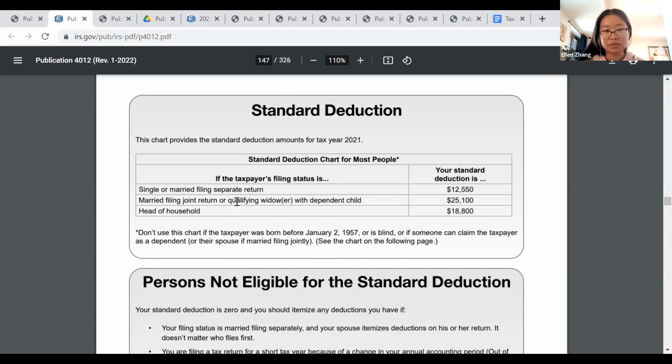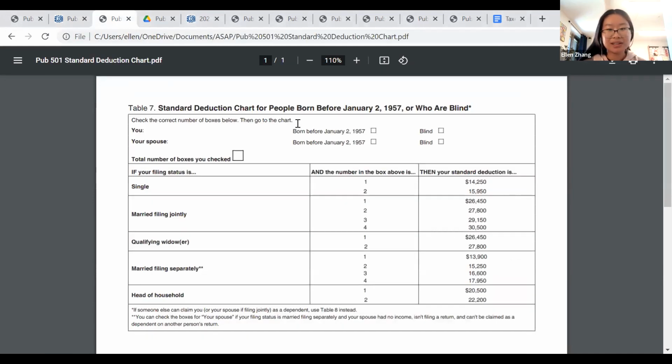Married filing joint or qualifying widower, $25,100. And head of household, $18,800. And I say if you're not blind and if you're under the age of 65, because here we can see that the standard deduction is increased for people who are older than 65 and or blind.